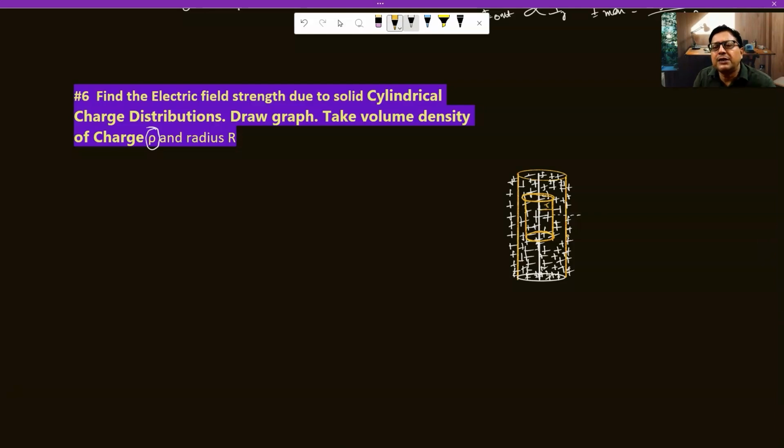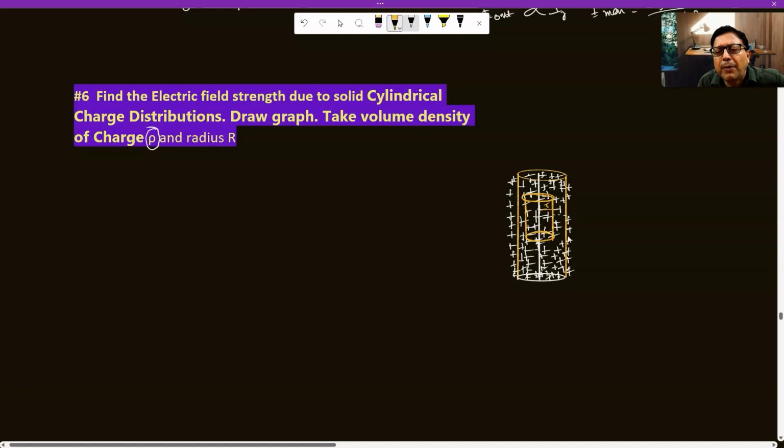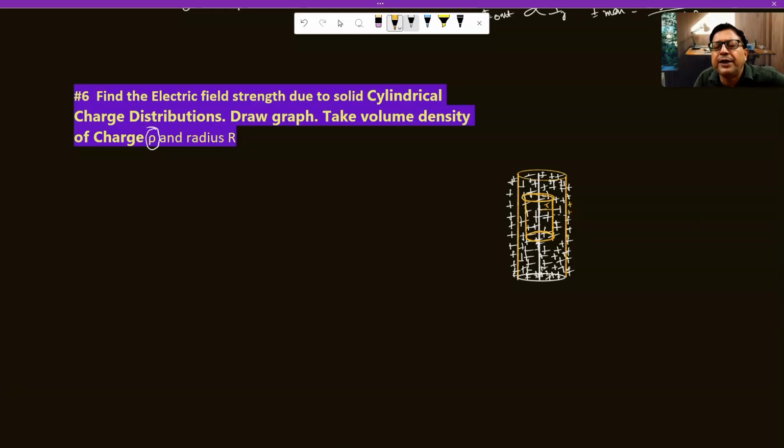Due to all these charges, the field will be radially outward there. Whether you are finding it inside or outside, it doesn't matter. But it is sure that due to this charge distribution, the field will be radially outward. So for this small cylinder, take its length L and radius r, because you want to find the field at a distance r. Then E in into 2 pi rL will be phi out.